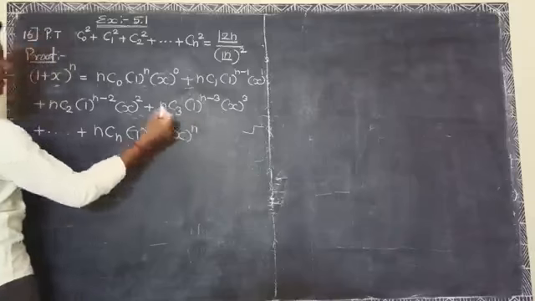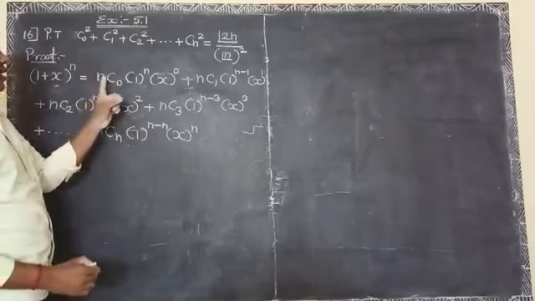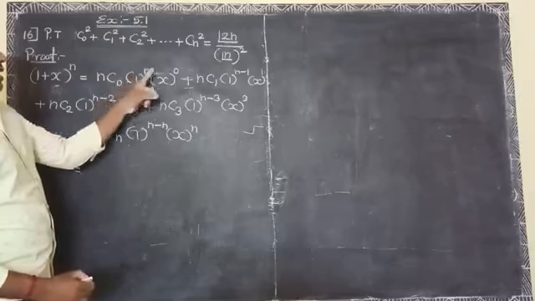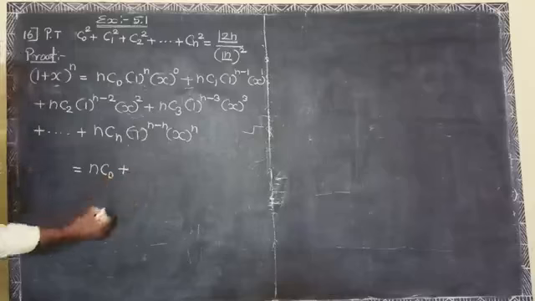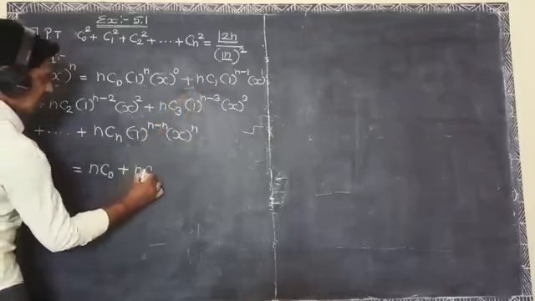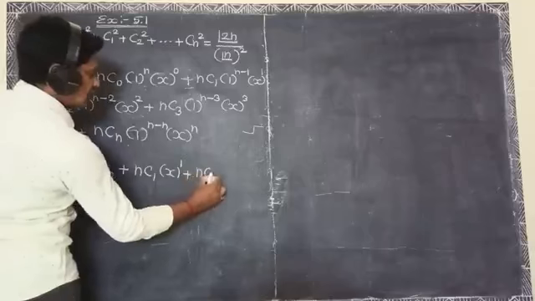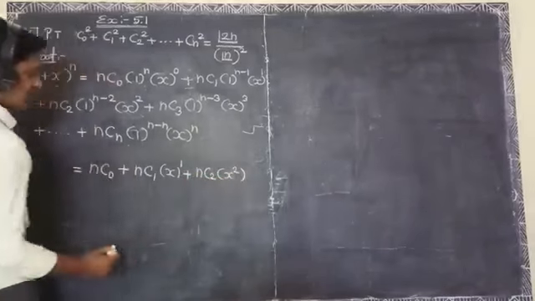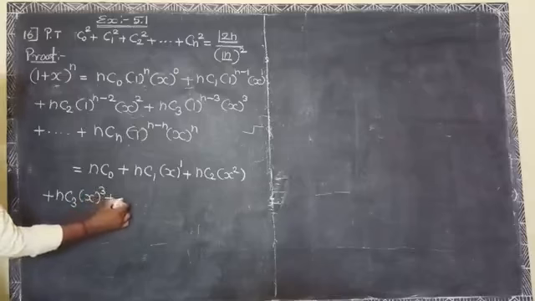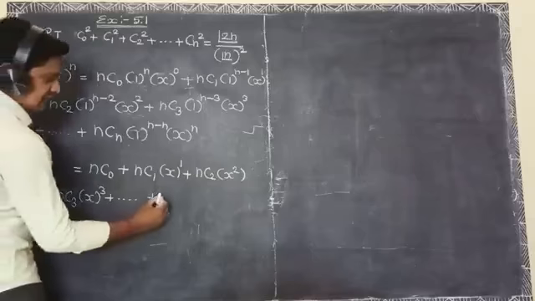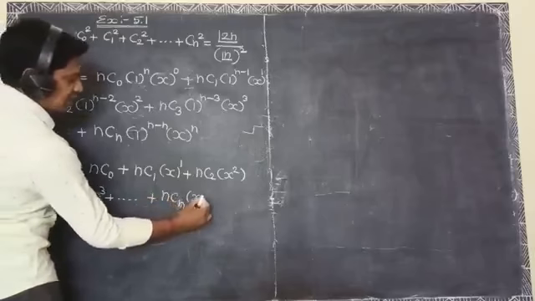Simplify, that is nC0 is 1, 1 power n is 1, x power 0 is 1, that is nC0 plus nC1 x power 1 plus nC2 x power 2 plus nC3 x power 3 plus and so on plus nCn x power n.